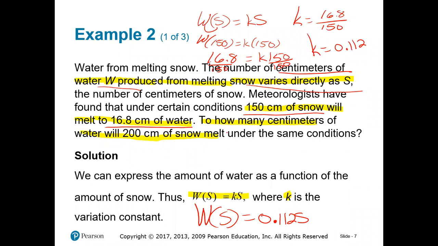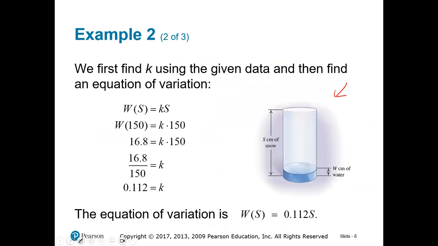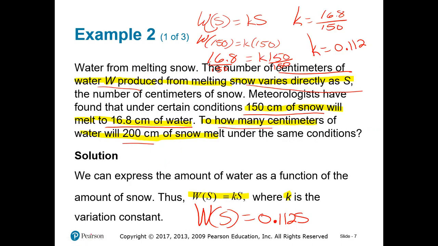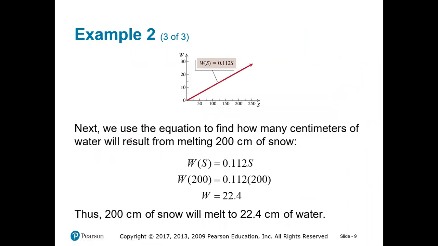The very last part said, so we had to come up with our model, right? You had to get that in order to solve the last part. How many centimeters of water will 200 centimeters of snow melt under the same conditions? So we got our formula here, and a diagram that we can look at. Now we're going to plug in, because it said snow, right? 200 of melting snow. Remember, S was my snow. So I'm going to take my formula, and everywhere I see S, plug in 200.